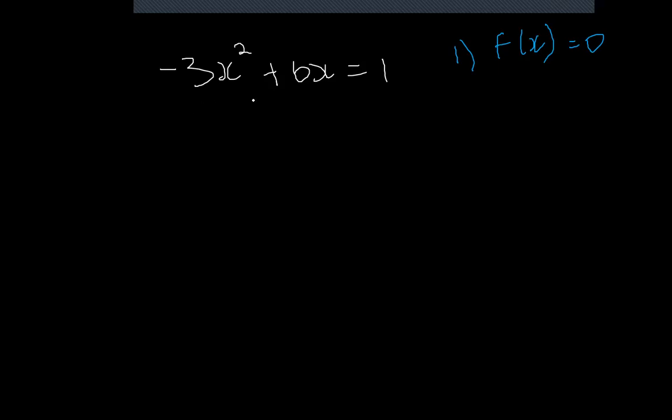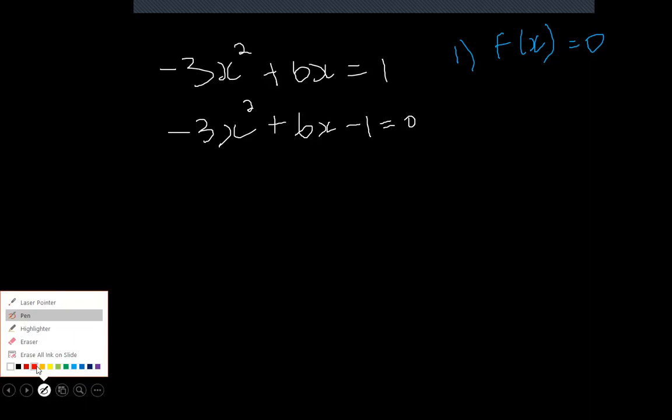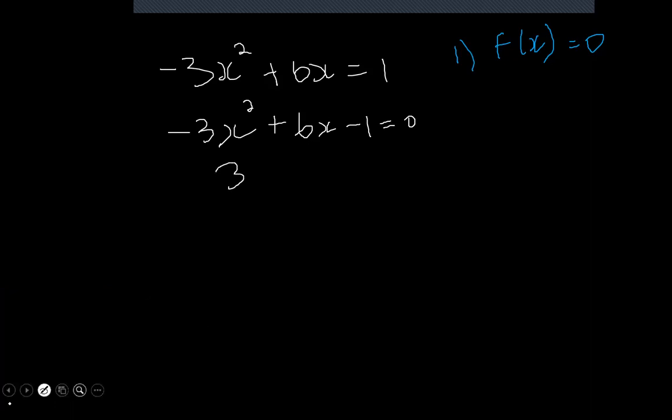Subtract 1. So what would I write? Minus 3x squared plus 6x minus 1 is equal to 0. But that's not the only way I could write this. What's the other way? 3x squared minus 6x plus 1 is equal to 0.